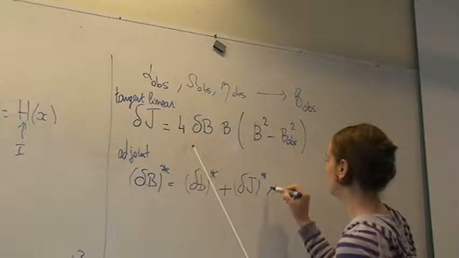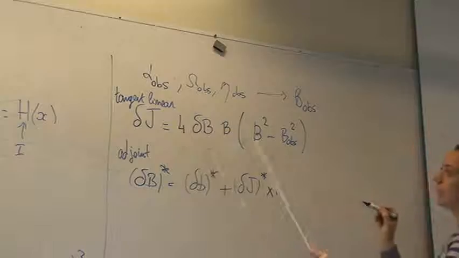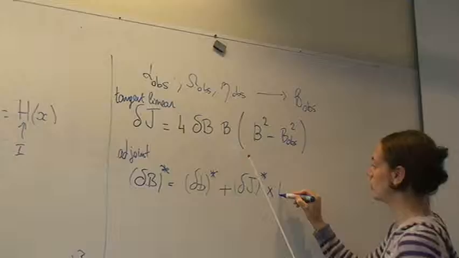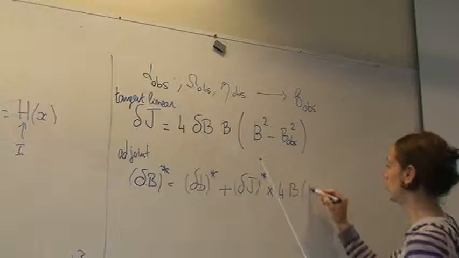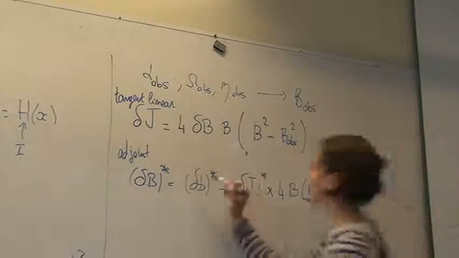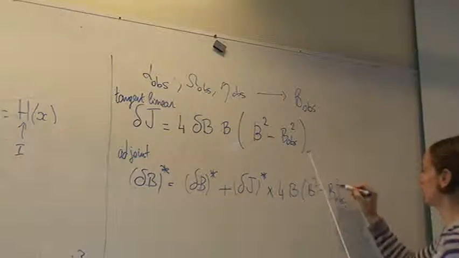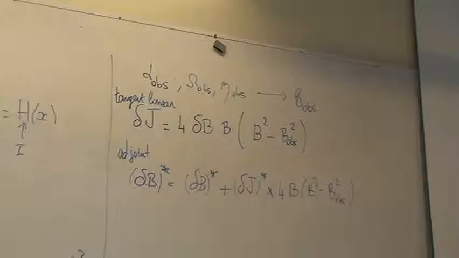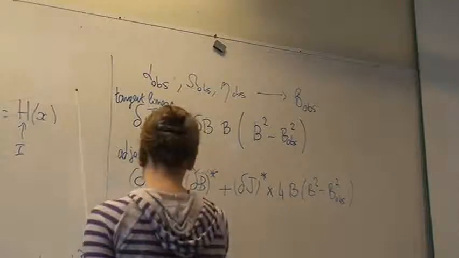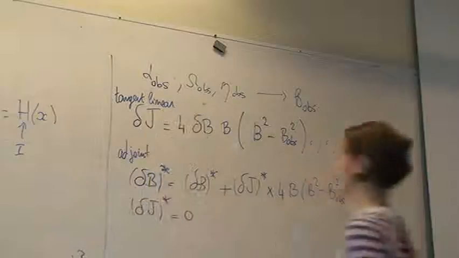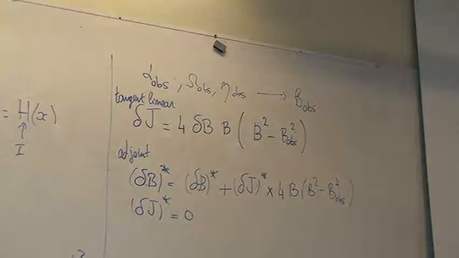What multiplies delta B in my tangent linear instruction? So it's 4b squared. Yes, okay, I see what you mean. This is the adjoint instruction. And then what we do in the adjoint code is put this to 0. So that was the most obscure part for us.